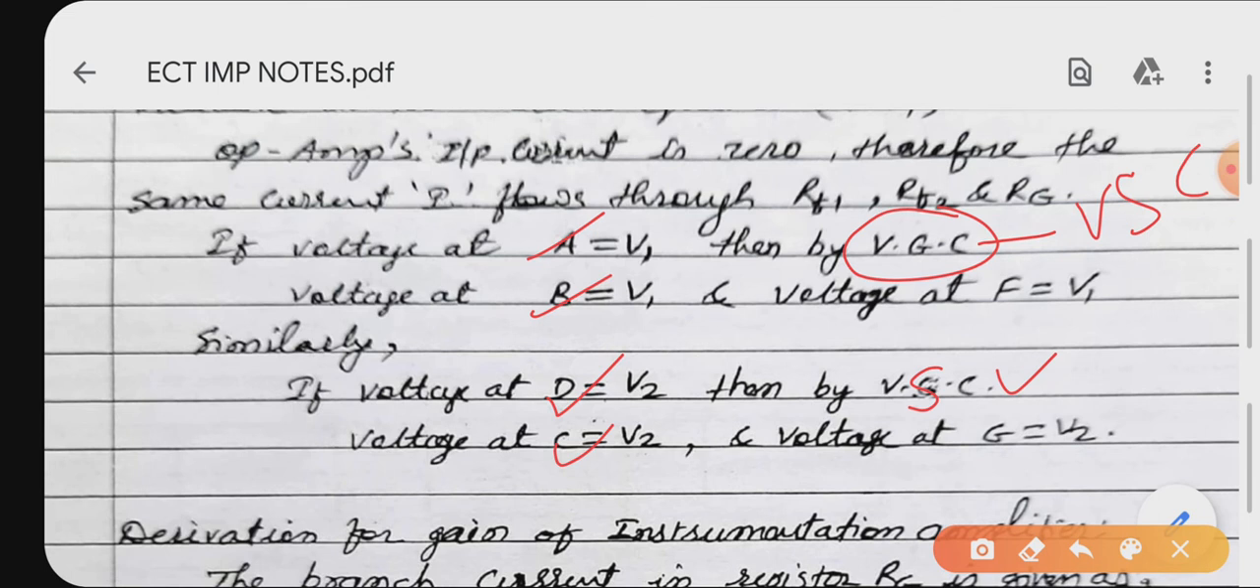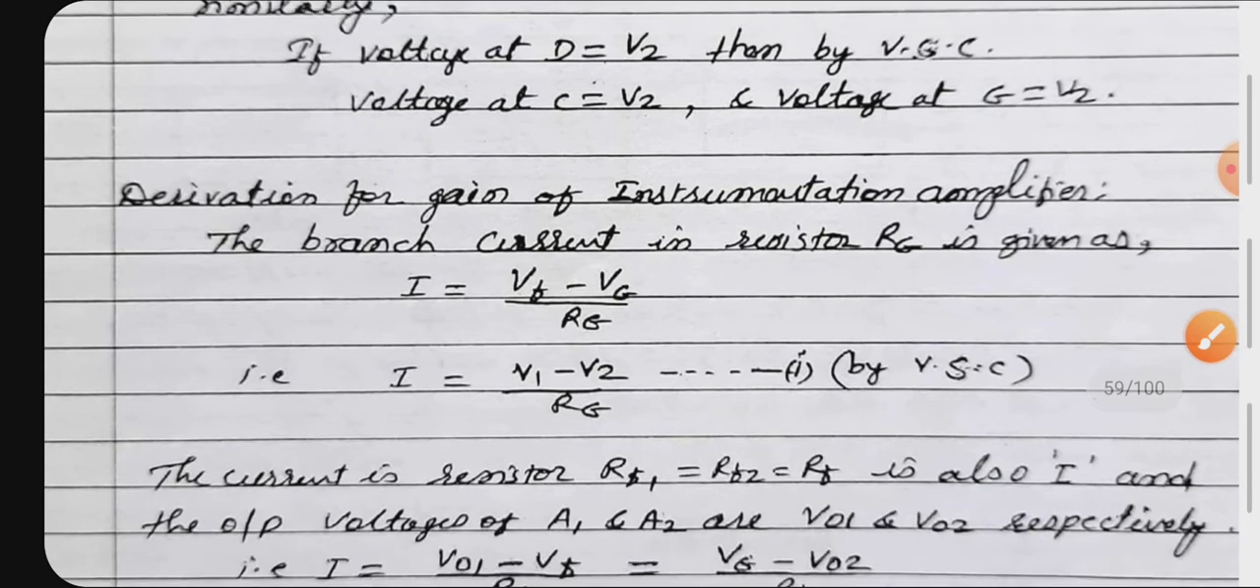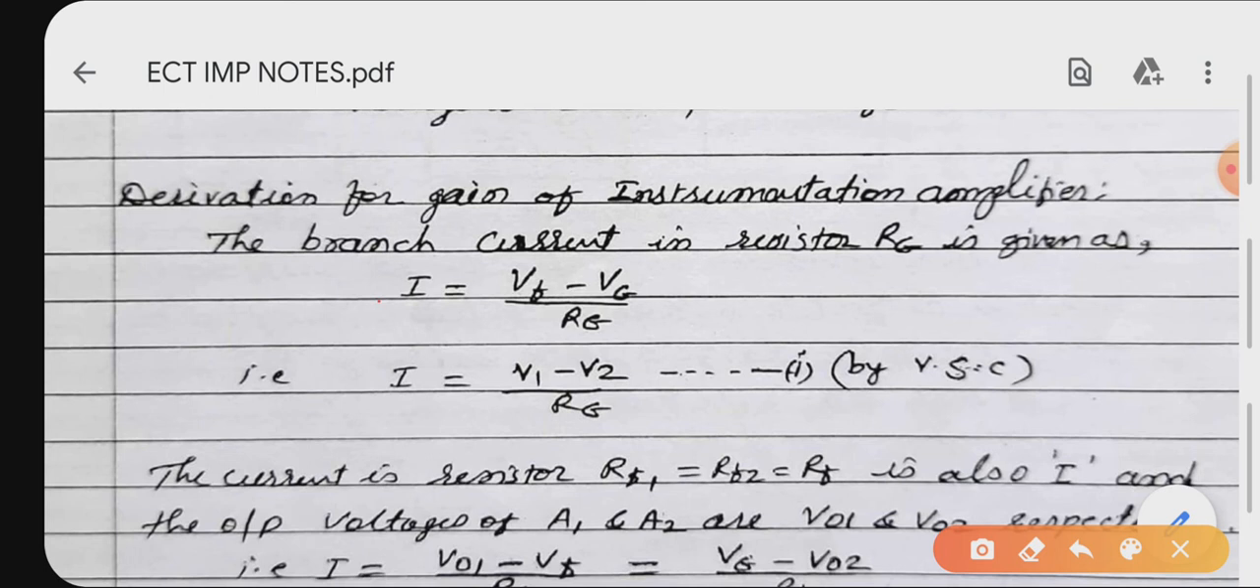Now moving further, current I is flowing through the branch from E to H. Therefore, current I can be written as Vf minus Vg divided by Rg, because I is flowing through Rg from Vf to Vg. Similarly, by using virtual short concept, we can write I is equal to V1 minus V2 divided by Rg, because Vf is nothing but V1 and Vg is nothing but V2.